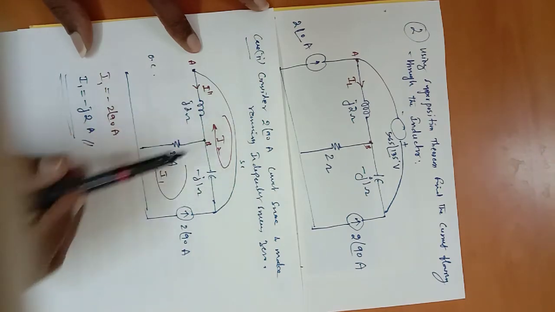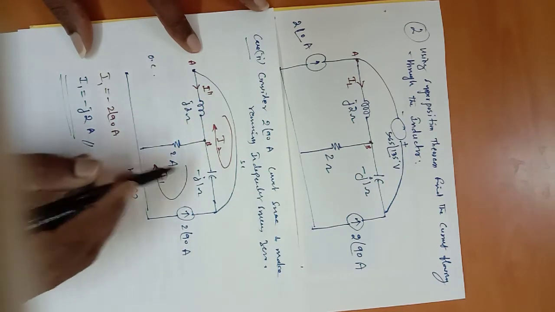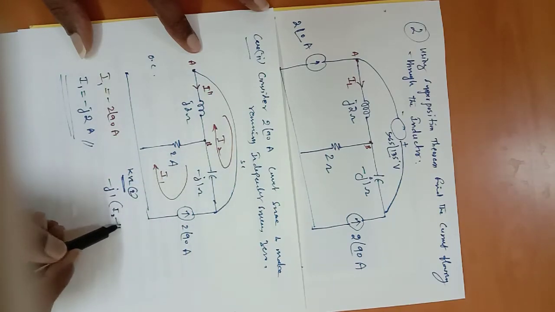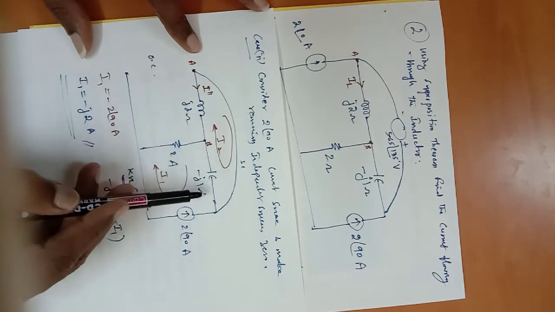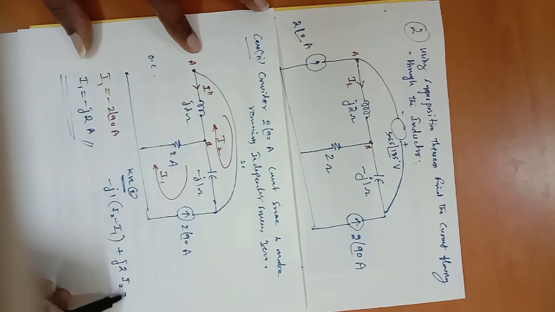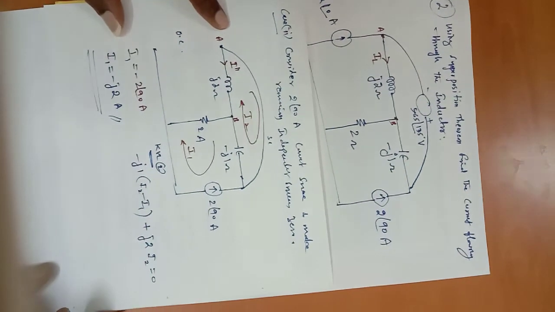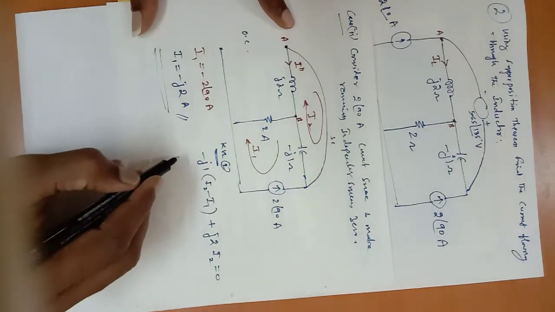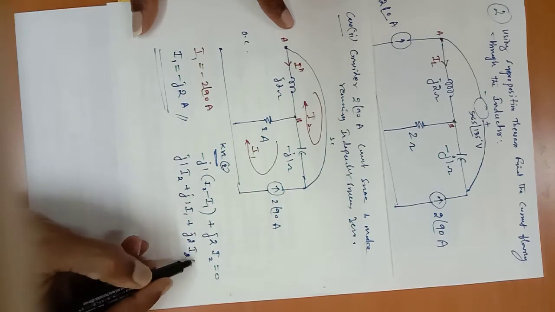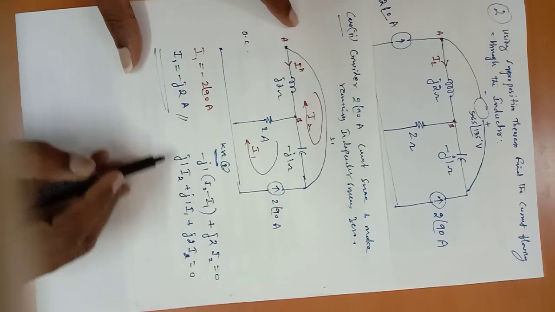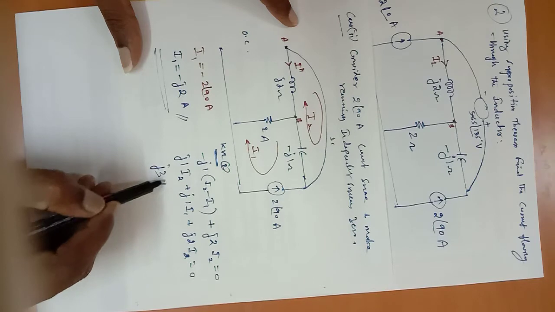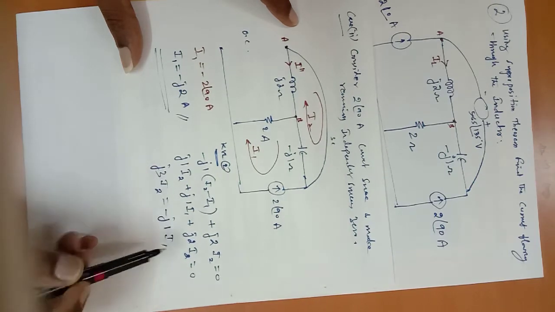Now let us apply KVL to the second loop. As usual, minus J1 into (I2 minus I1). You can see here two currents are flowing, I2 minus I1, because we are considering the second loop, plus J2 into I2, as only I2 is flowing here, is equal to 0. Now simplify: minus J1 I2 plus J1 I1 plus J2 I2 is equal to 0. I want I2; I1 I know. So let us simplify. J2 plus J1 is J3, so J3 I2 is equal to minus J1 I1. Correct? J2 plus J1 is J3.